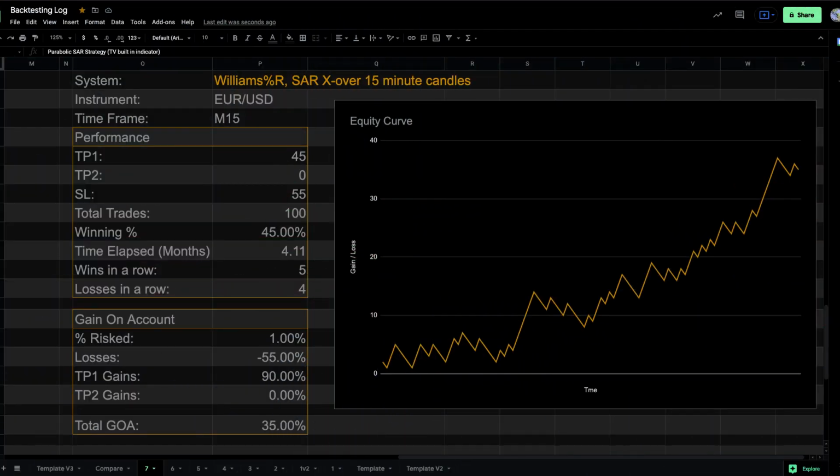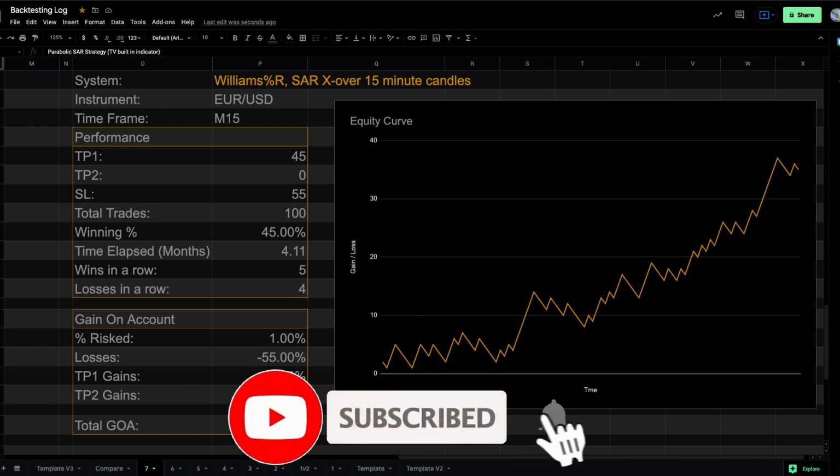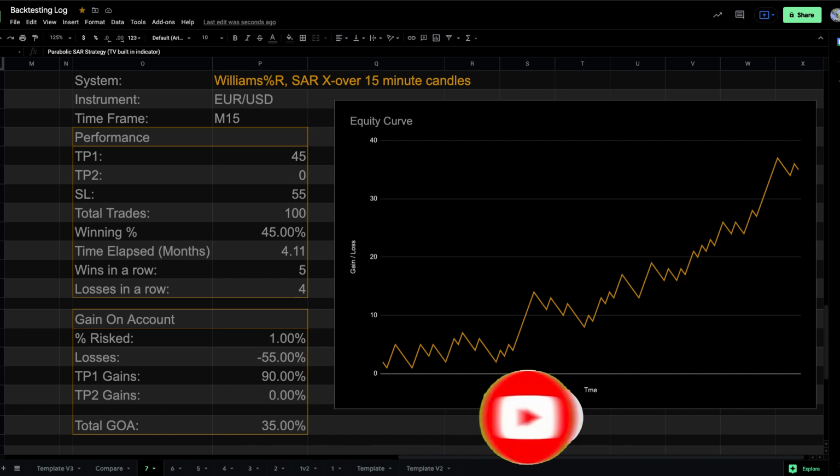Let's review the test data. This test was done on the Euro USD on the 15-minute candles. It took 4 months to find 100 trades. There were 45 winners and 55 losers for a winning percentage of 45%. Most consecutive wins in a row was 5. Most consecutive losses in a row was 4. Gain on the account was 35%, risking 1% per trade.